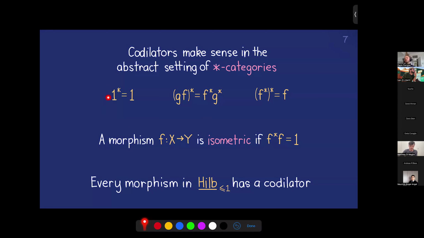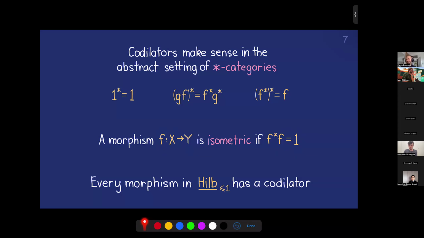So the first two axioms say that this star operation forms a contravariant functor, and this third axiom says that this contravariant functor is involutive. So in this abstract setting of star categories, we can define what it means to be an isometry. A morphism F is isometric if F star F equals 1. And of course, in the category of Hilbert spaces and contractions that I talked about before, the isometric morphisms are precisely the isometries as one would normally define them.